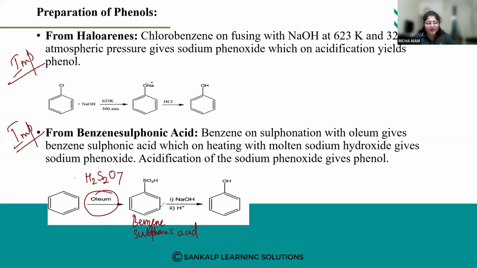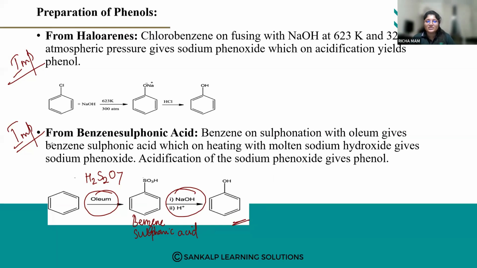Then I'm going to convert this benzene sulfonic acid by base hydrolysis. That is, I'm going to convert it to sodium phenoxide. Further acidification will give you phenol.